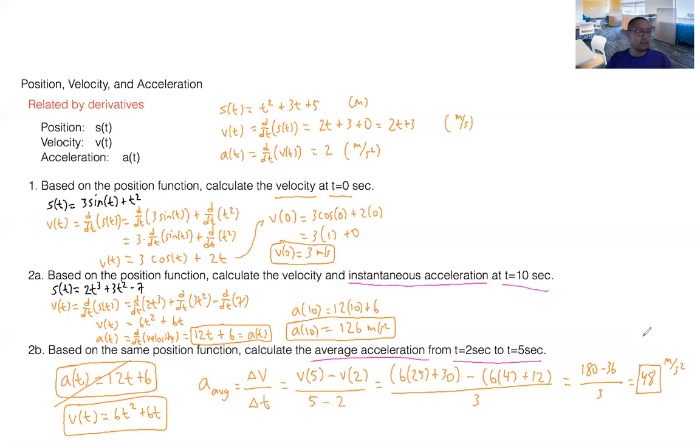But this is the takeaway from today, right? Is to know that to get between position, velocity, and acceleration, like you see here, all it is is derivatives. So one derivative to get here, one derivative to get there, okay?